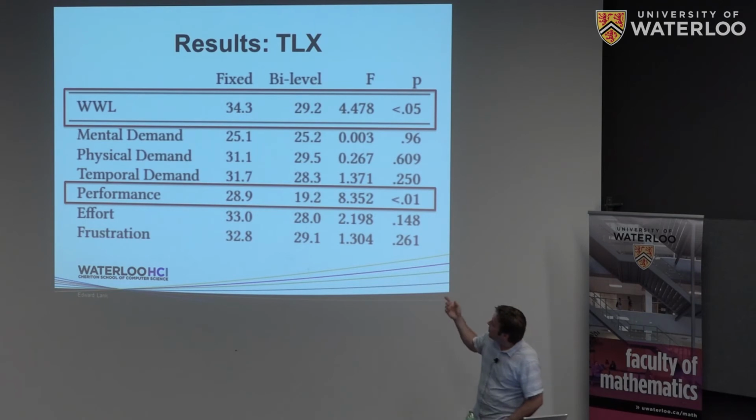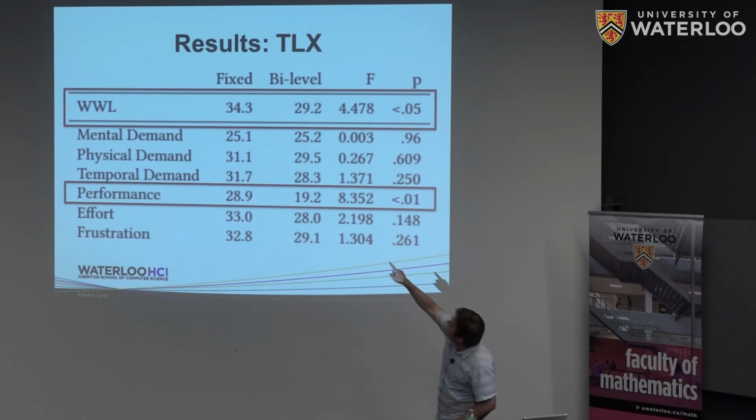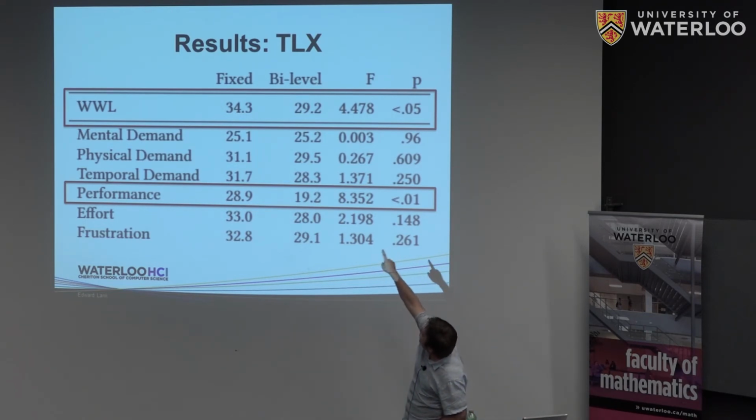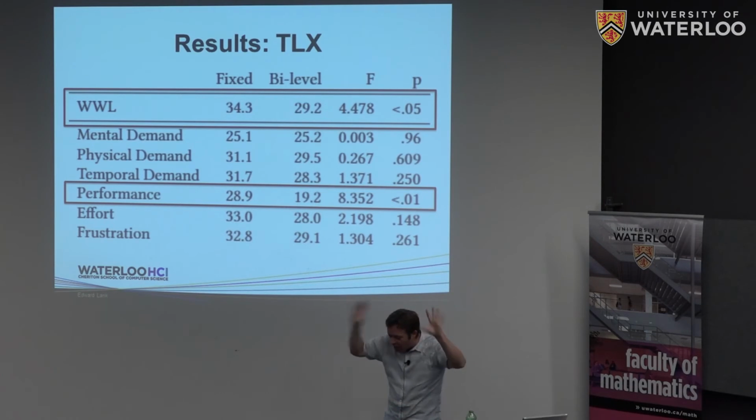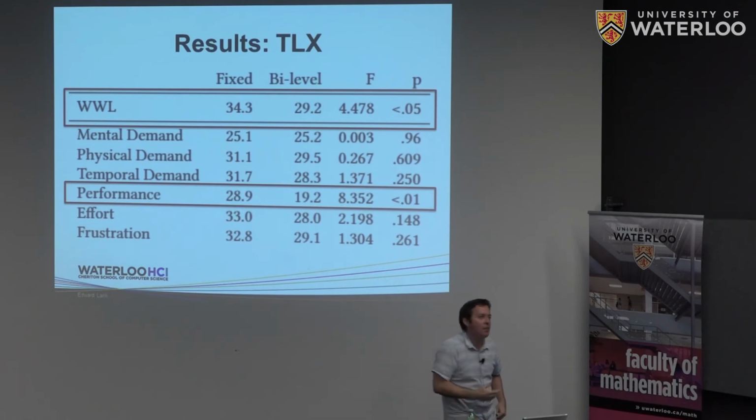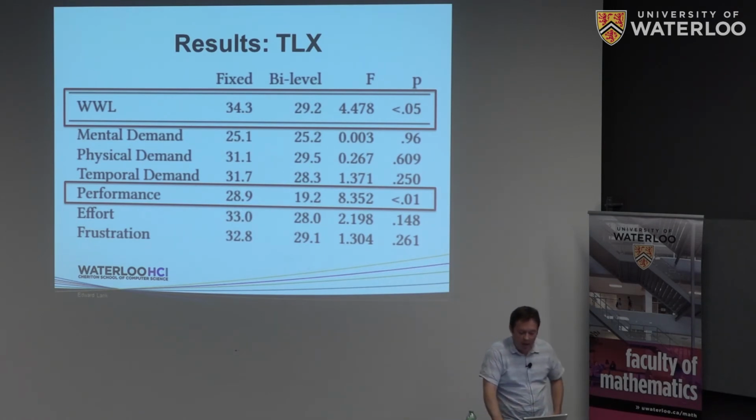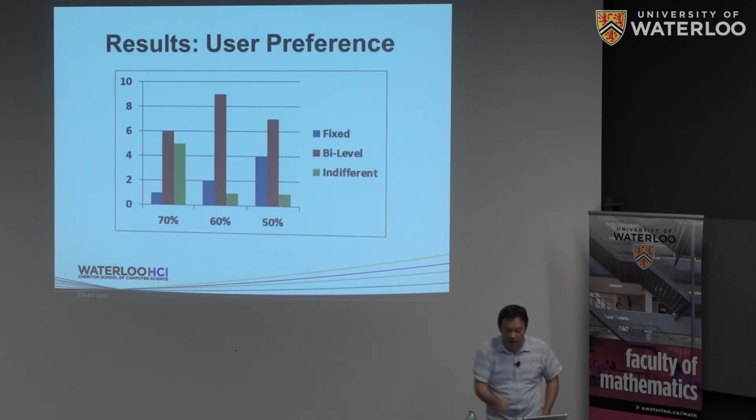Lots of people use it, but the cool thing about this is if you look at the fixed versus the bi-level threshold, you can see that the bi-level threshold has a lower workload score to a statistically significant margin, and it's really based on performance. Users actually think that these two systems, despite the fact that the recall rate is exactly the same and the effort that the user needs to put in is exactly the same, are a different amount of effort. And so that's, I guess, the big takeaway from that.